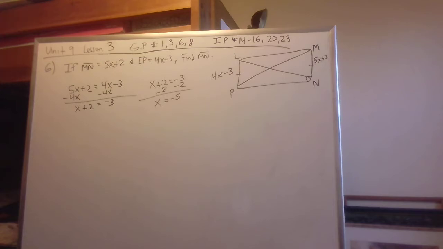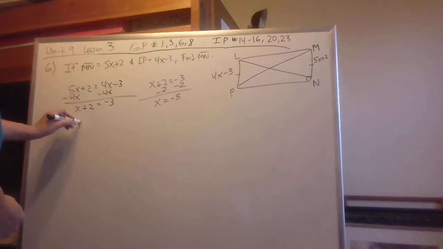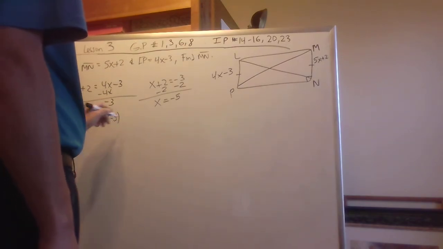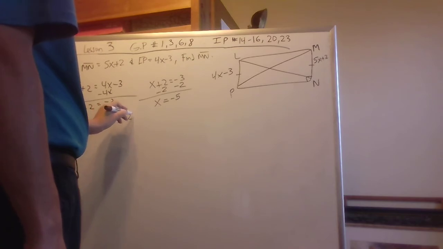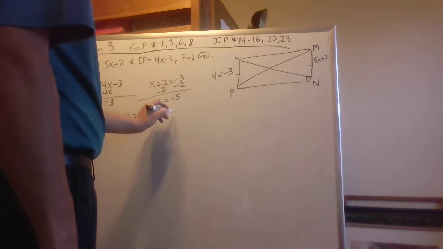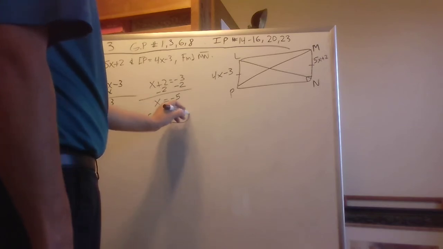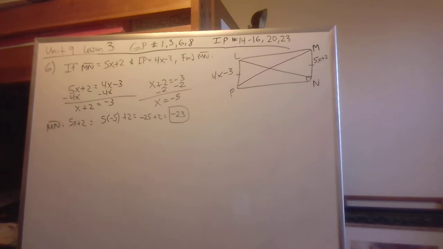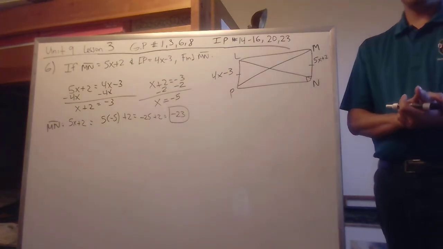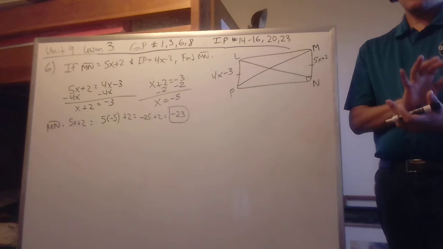So what we would have done is said, well, MN is going to equal 5x plus 2, and we're going to plug in negative 5 for x and add 2, and that's going to give us negative 25 plus 2, and that's going to give us negative 23. So even though that is the correct solution, a side length of a rectangle, can it ever be negative? And so the answer is no.